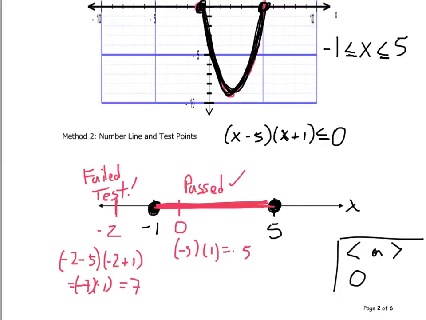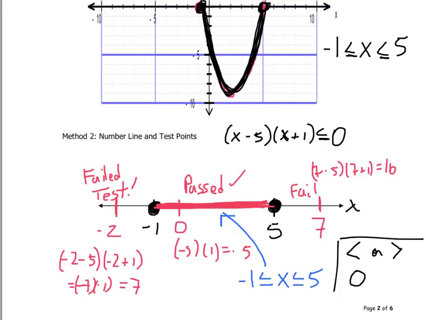Finally, you have to try some other point over here. Let's try x equals 7, just for fun. You'll get 7 minus 5, which is 2, times 7 plus 1, which is 8. So 2 times 8 is 16. Is that less than or equal to 0? No, this was a fail over here as well. So we reached the exact same conclusion as above. The solution is negative 1 less than or equal to x less than or equal to 5.